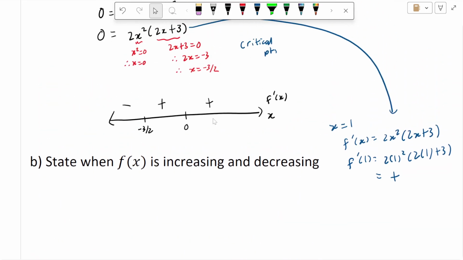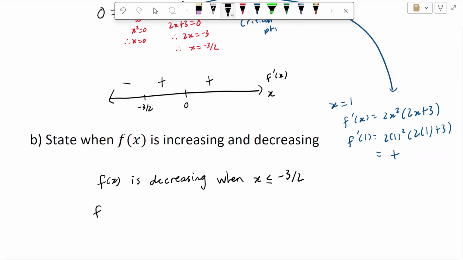So it's decreasing wherever there's minuses on this sign diagram. So f of x is decreasing when x is less than or equal to minus 3 halves, and f of x is increasing when x is greater than or equal to minus 3/2. A couple of things. You might notice that it is both increasing and decreasing at minus 3/2.